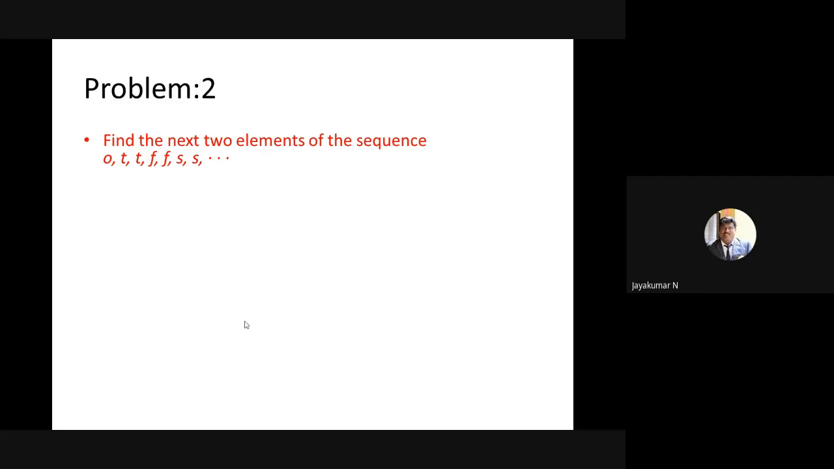Please, anyone unmute and answer it. Otherwise, at least in the chat box, you can tell me. Find the next two elements of the given sequence. The given sequence is O T T F F S S. What are the next two elements in the sequence? If you need any clue, ask me, I will give you. Otherwise, try to give the answer. So think about the sequence. You have to find the next two elements of the given sequence.